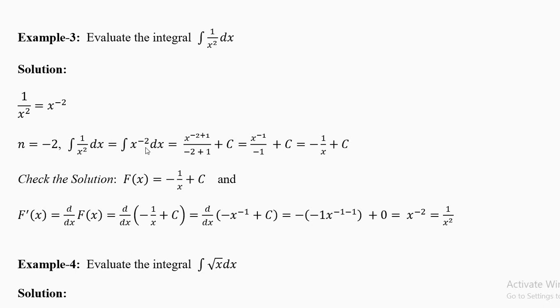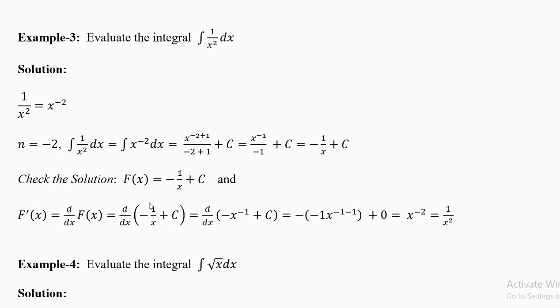X power minus 2. Now n is minus 2. Minus 2 plus 1 divided by minus 2 plus 1. You'll get x power minus 1 divided by minus 1. This minus in the denominator can be taken up. It will become minus. X power minus 1 is 1 by x. And the c is always there. So your answer is minus 1 over x plus c.